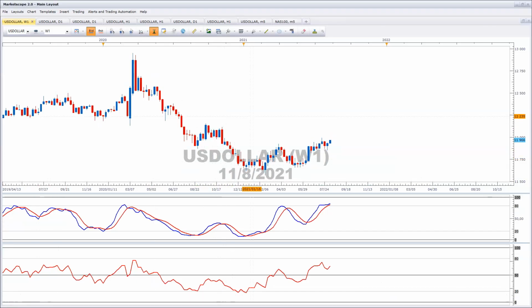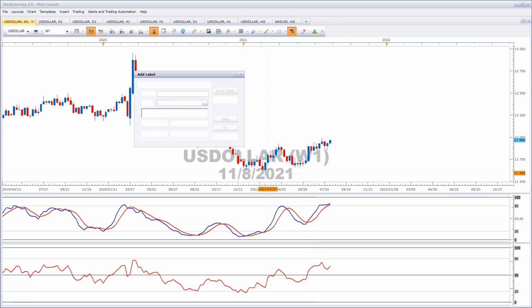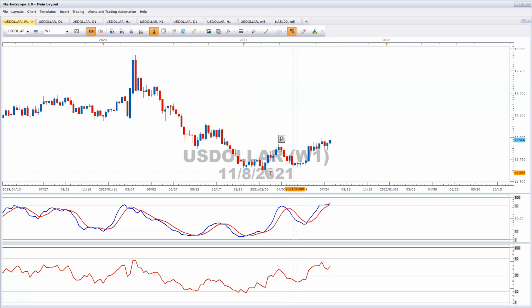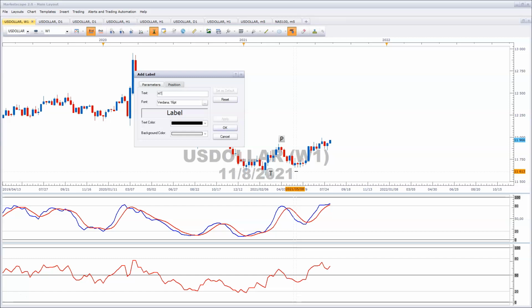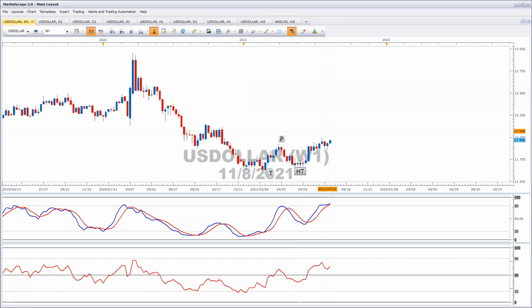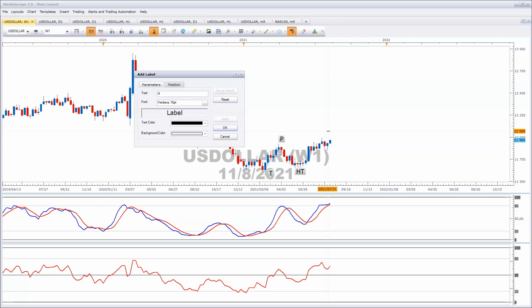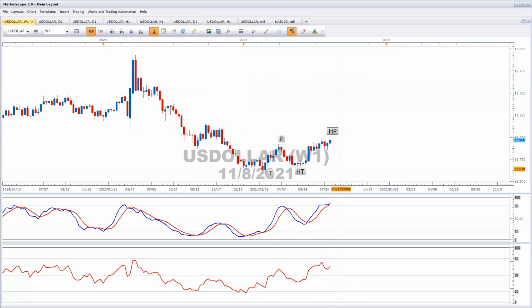Now over here we're taking a look at the US dollar weekly chart, and if I put in a reference trough right there, we'll put in a reference peak right here. Once we've got the references, you can see we've got a higher trough and that's followed by a higher peak, and this is the definition of an uptrend in technical analysis.